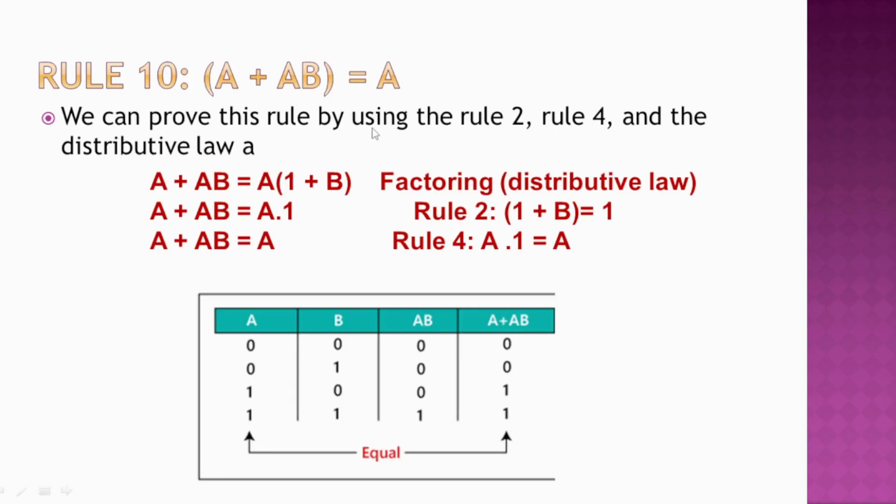This is the 10th law. That is A plus AB equal to A. It means if you are going to provide A equal to 0 or A equal to 1, B equal to 1 or 0 means finally we will get a value of A. So we can prove this rule by using rule 2 and rule 4 and distributive law.